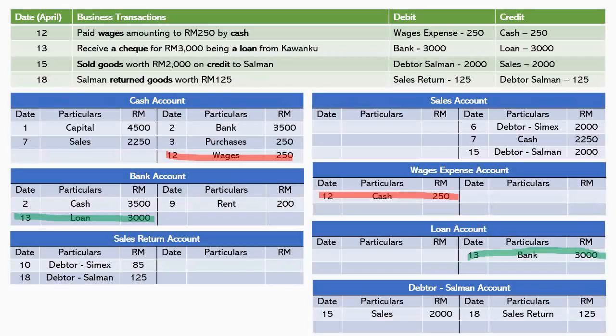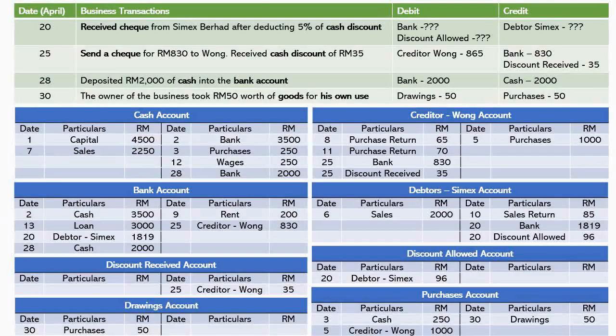Okay, lepas tu sold goods worth on credit. Okay, so ada saman kat sini, kawannya dekat sini lah. Okay, dan ada sales return, saman buat sales return ya. So mana account saman sales return kat sini, ini kawan dia. Okay. Right, and then receive a check from CMAC Berhad after deducting 5% of cash discount.